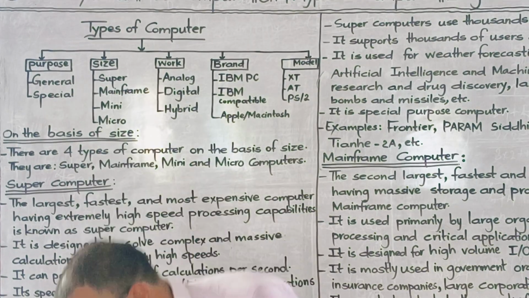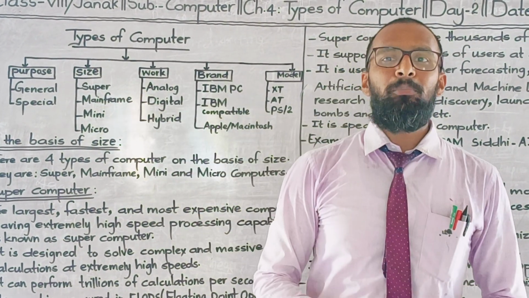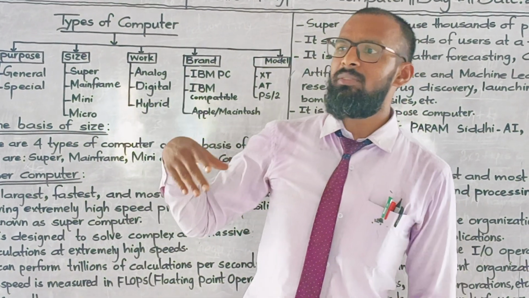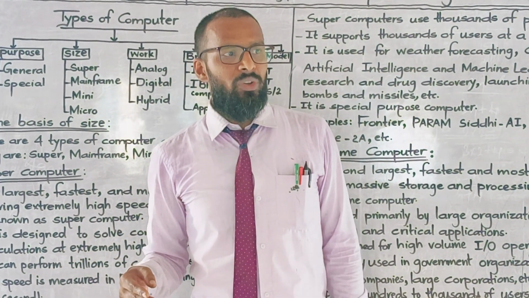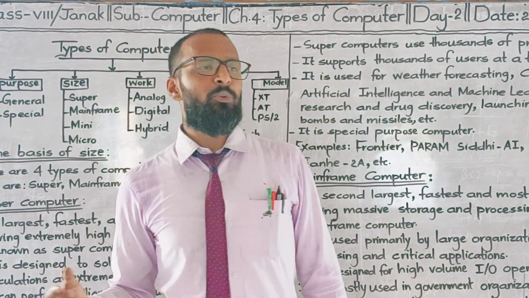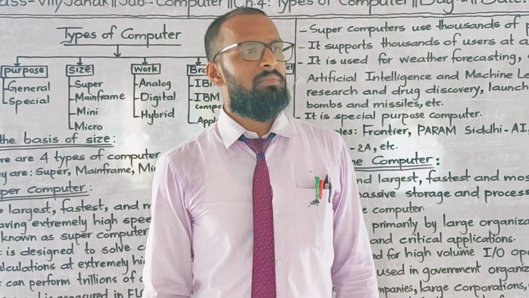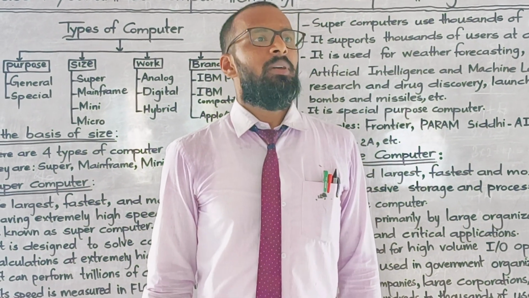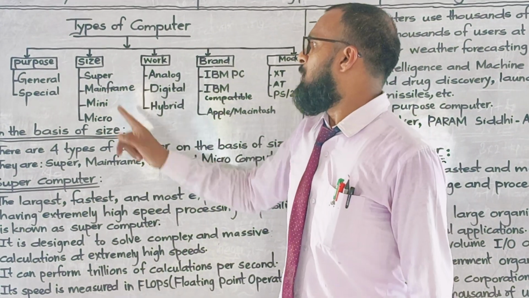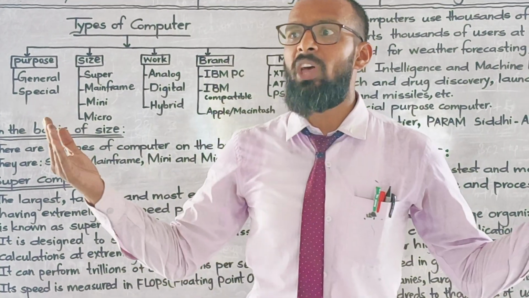And today we are going to discuss how many types of computer there are on the basis of size. Can you tell me? 4. Now, tell me what they are. Very good. I have already written here: supercomputer, mainframe computer, mini computer, microcomputer. 4 types of computer on the basis of size.